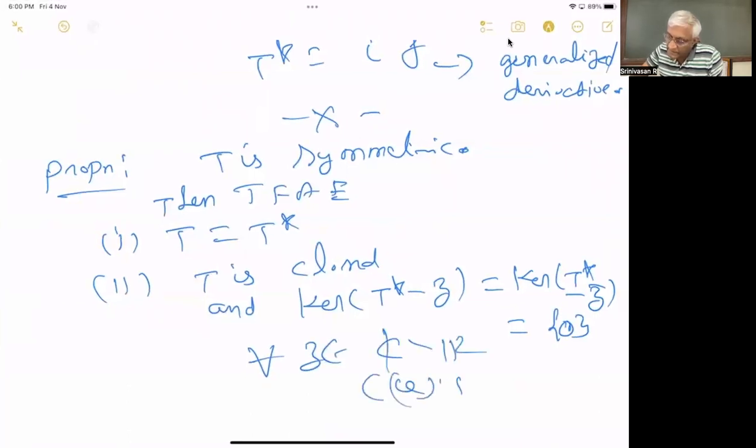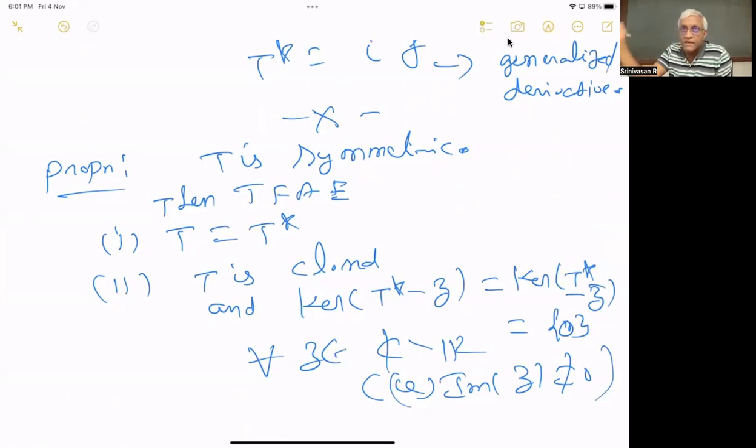That is, the imaginary part of z is not equal to 0. For all non-real complex numbers z, the kernel of T star minus z and T star minus z bar is 0. Trivial. You know what kernel is? Kernel is of course not defined on every operator. Kernel is all those elements in the domain which vanish.